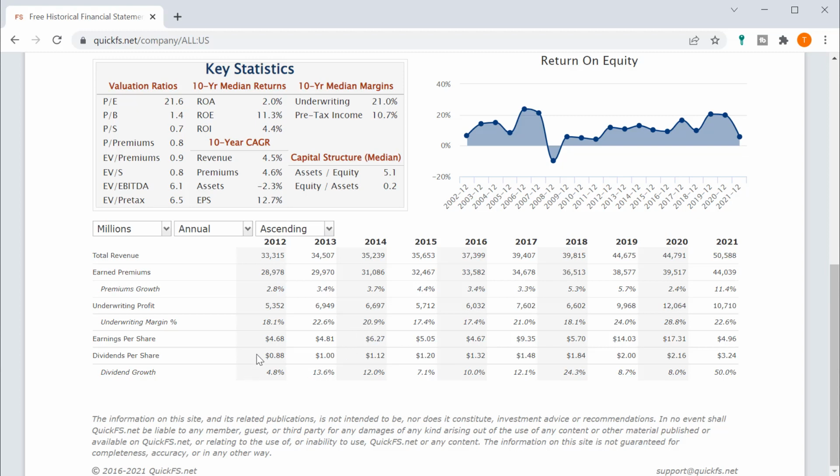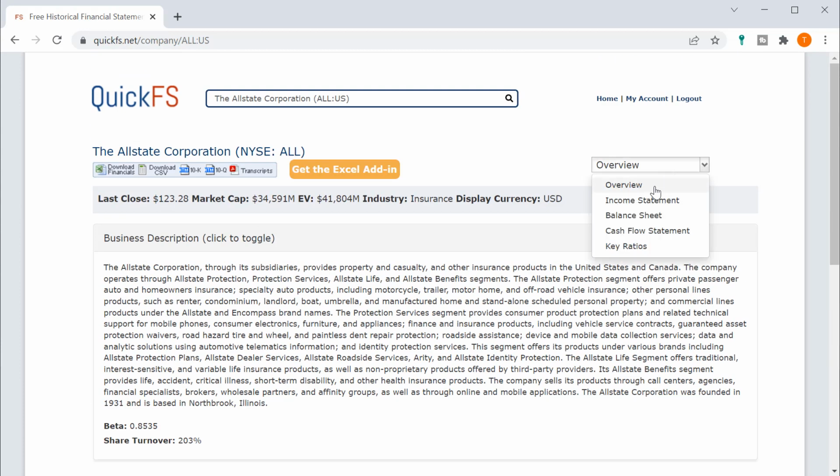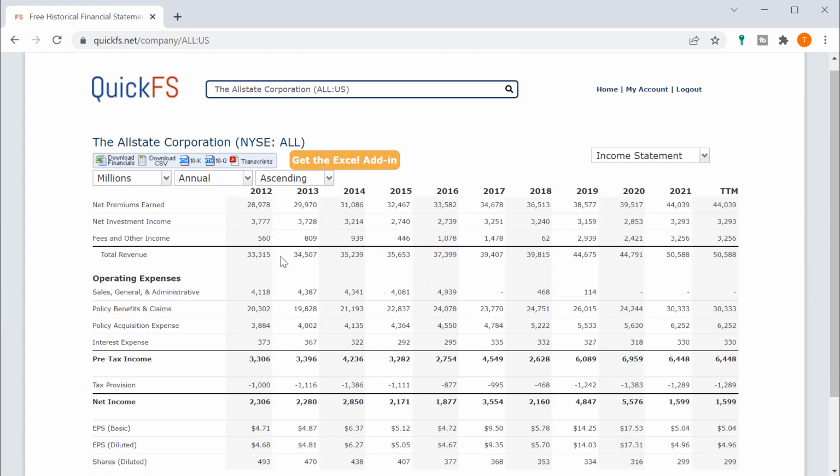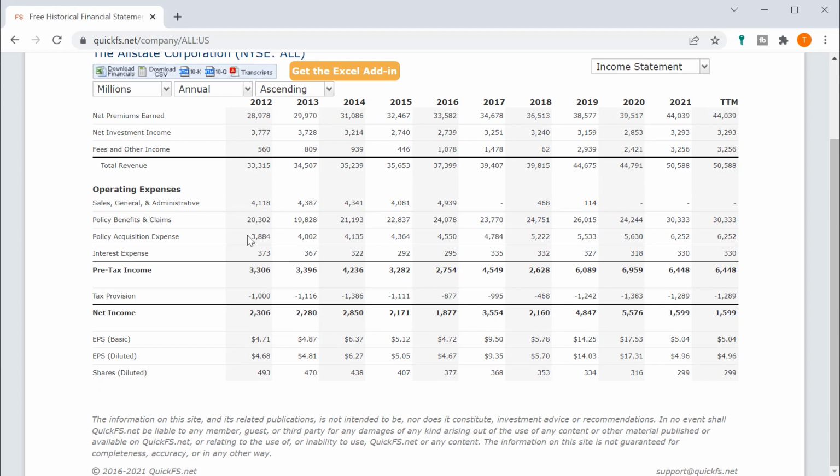Maybe a better way of thinking about this is dividends per share has more than tripled from 88 cents to $3.24. And so you can see that's probably a better, easier way to think about the long-term predictability here. So if we go into the income statement, we're going to see, let's see here.